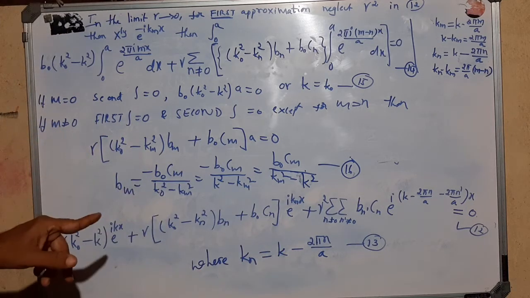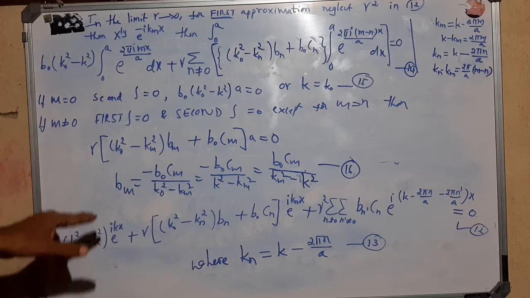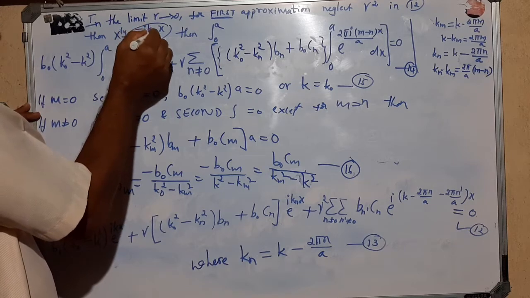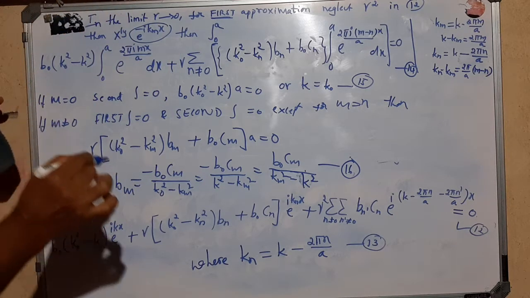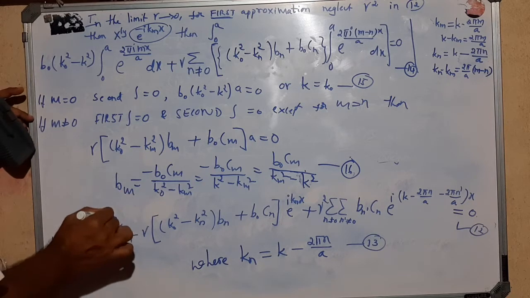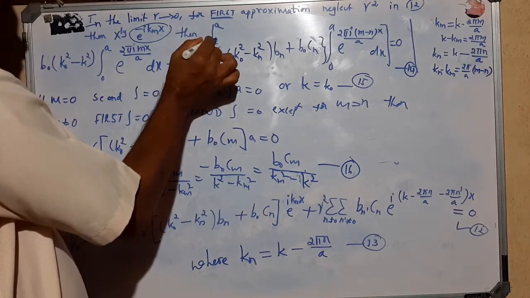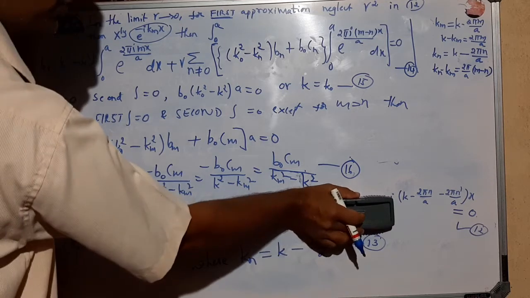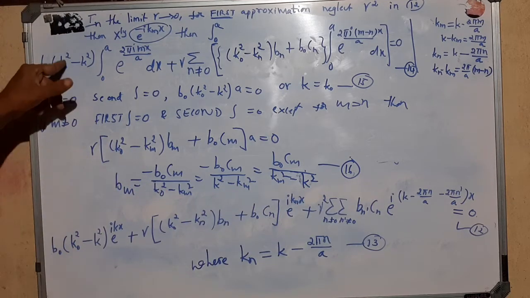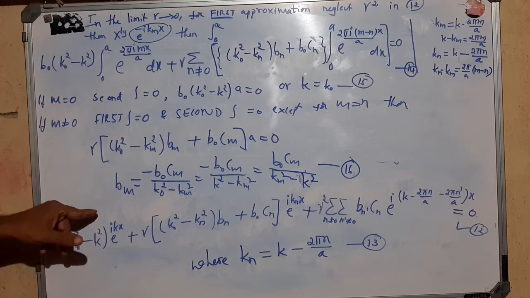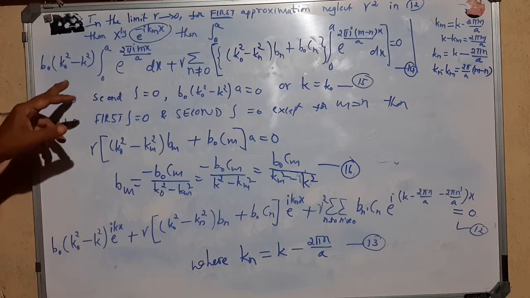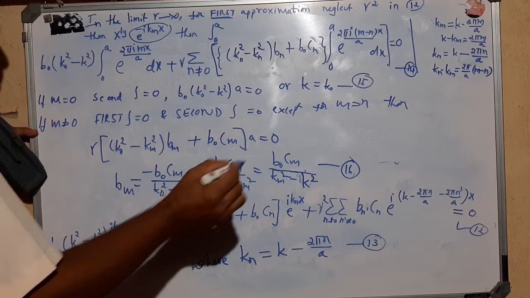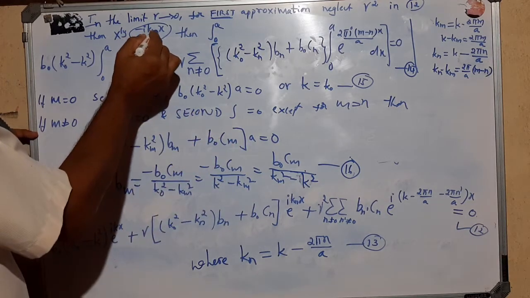Then for the remaining part, you multiply with e to the power minus i km x. After multiplication, you integrate the equation with the limits 0 to a. That is what you are getting now. Don't consider this. b naught into (k naught square minus k square) into e to the power ikx into e to the power minus i km x.